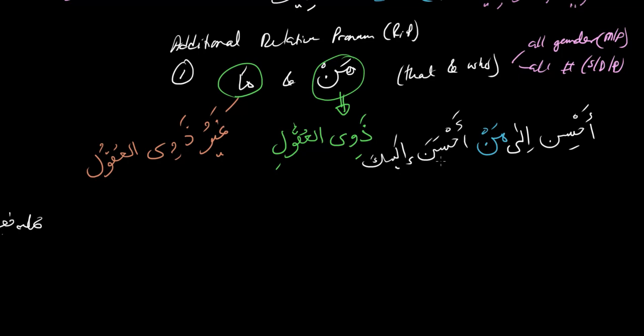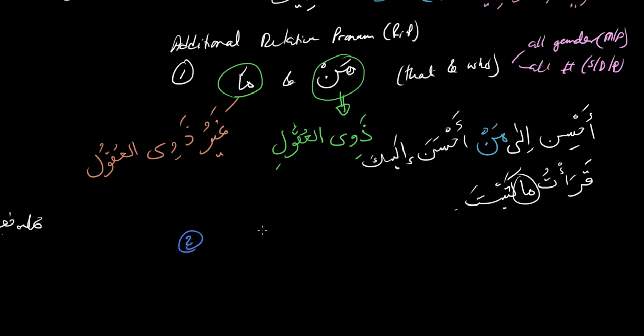Okay, qara'tu ma katabta. Qara'tu, I read, ma katabta, what you wrote. I read what you wrote. Okay, so we got this. So the first category is man and ma. These are additional relative pronouns.